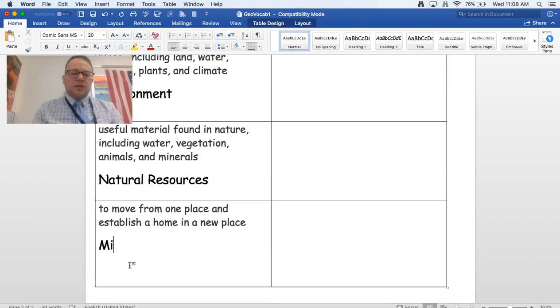All right, so let's look at this last one, migrate. Okay, so to move from one place and establish a new home in a new place. So this is what you're going to write, and you're wrong. You're going to say, my family migrated to Florida to visit Disney World. No, you didn't. Did you go there and live in Disney World for the rest of your lives? No, you came back. That's not migrating. That's vacationing. Okay? So when people migrate, they go there and they stay.